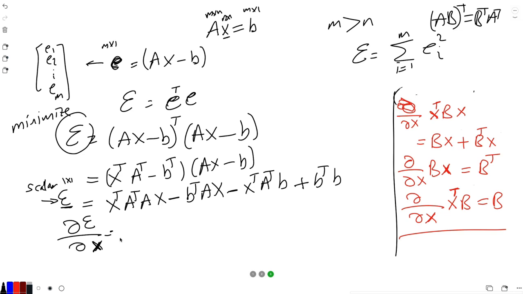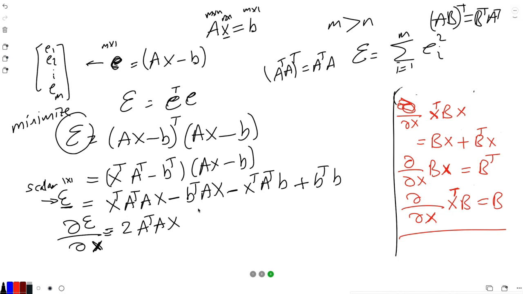So the first thing that we have is X transpose times A transpose times A times X. You can see that A transpose times A is like B. So with X transpose here and X here, as we said, it will be A transpose times A times X plus (A transpose times A) transpose times X. But (A transpose times A) transpose is the same. So this means that the first differentiation will be 2 A transpose times A times X. This is the result of the first term differentiation.